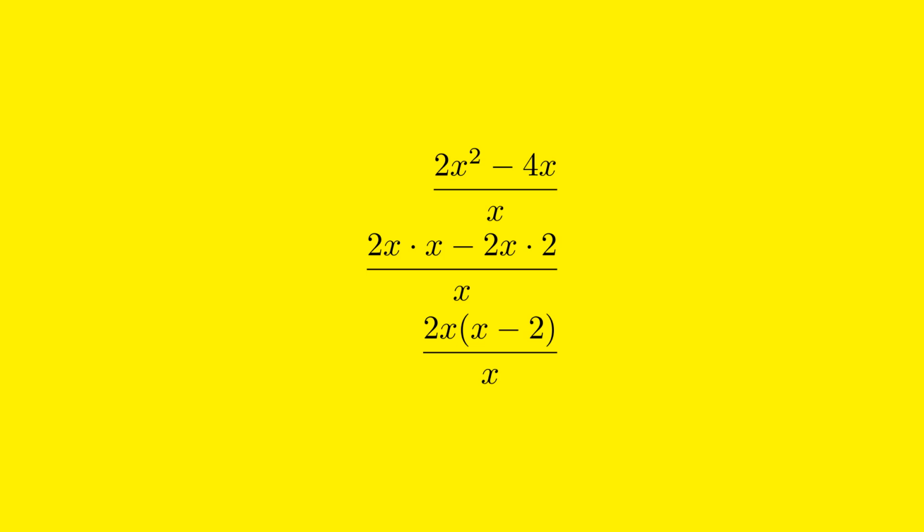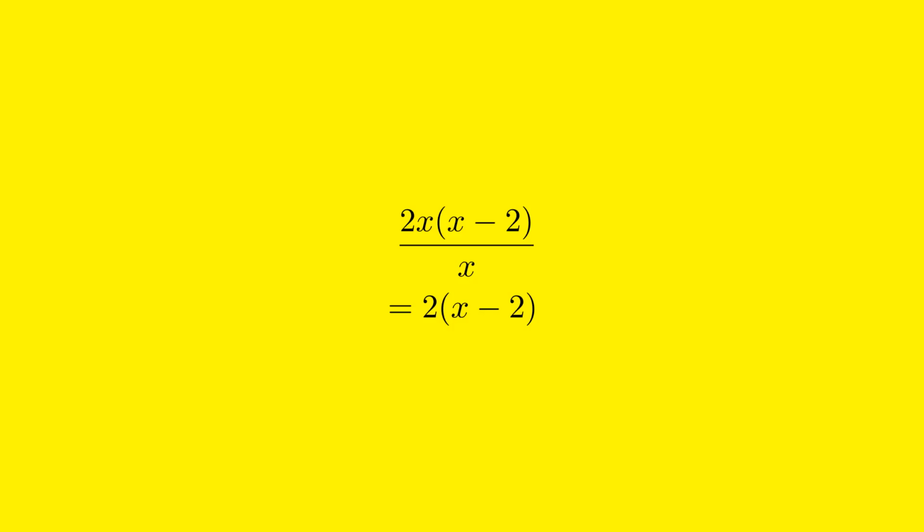Now, we rewrite the entire expression by replacing the numerator with this factored form. So, the expression becomes 2x times x minus 2 over x. This is how we alter the expression to prepare for further simplification. Note that in this step, we factor the numerator to expose a common factor with the denominator, which helps in reducing the expression to its lowest terms.